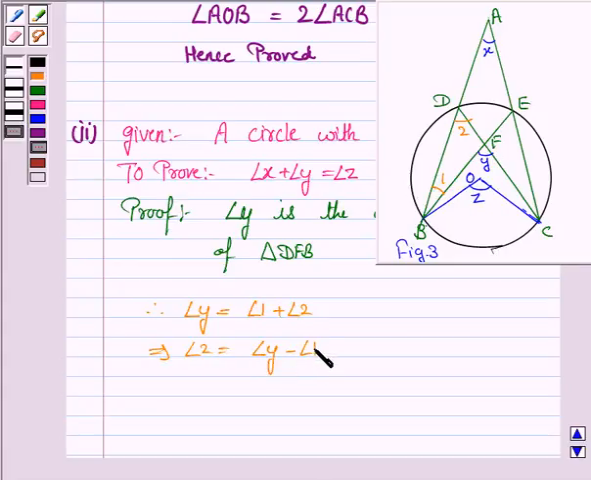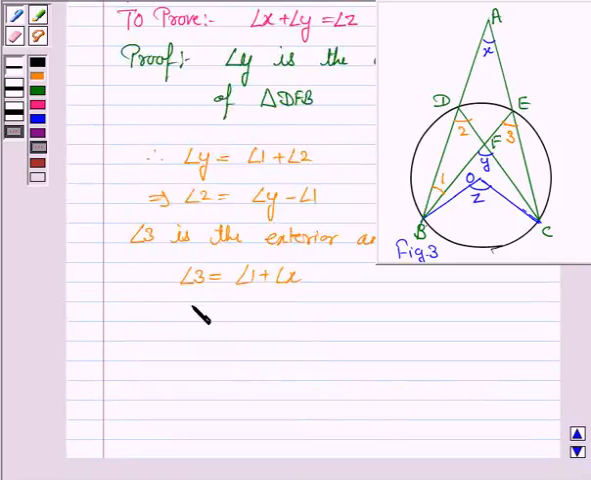Now, similarly, this angle is the exterior angle of the triangle AEB. Let us name this as 3. So, angle 3 is the exterior angle of triangle AEB. Therefore, we have angle 3 is equal to angle 1 plus angle X. So, we have angle 3 is equal to angle 1 plus angle X. Now, let us name this as 1 and this as 2.